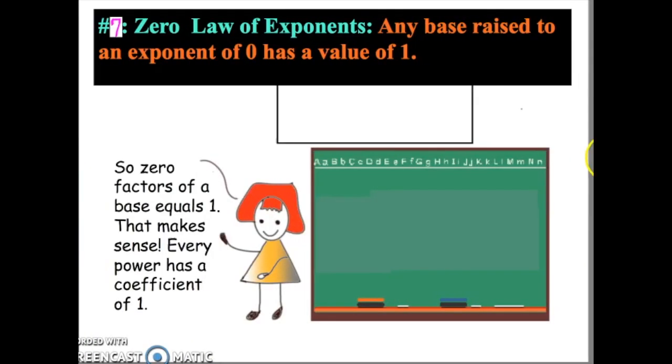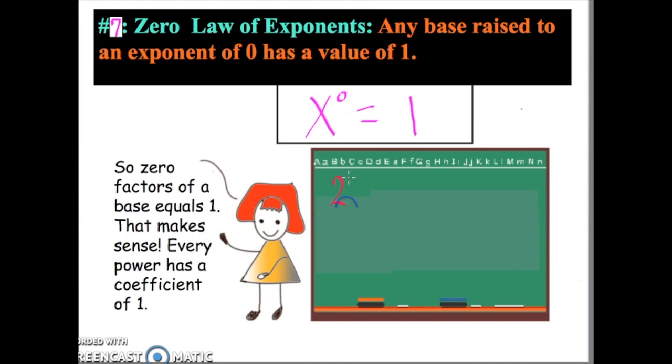Okay, let's take a look at the zero exponent rule. It says that any base raised to an exponent of 0 has a value of 1. Let's go ahead and write that rule. X to the 0 power has a value of 1. So anything raised to the 0 power would equal 1. Let's do some examples.